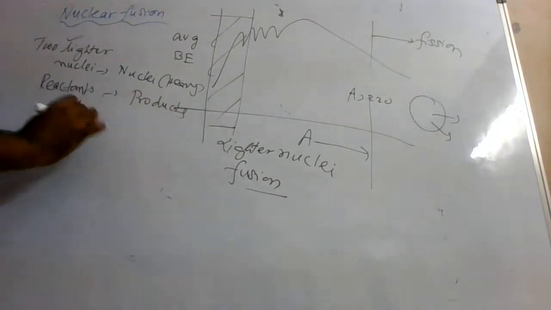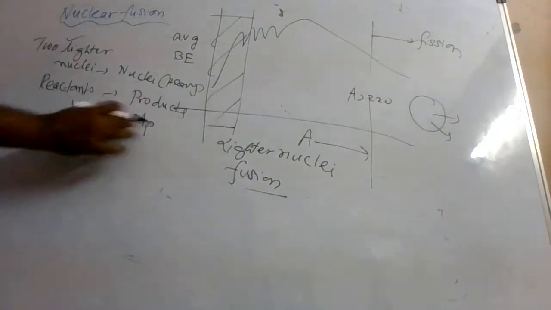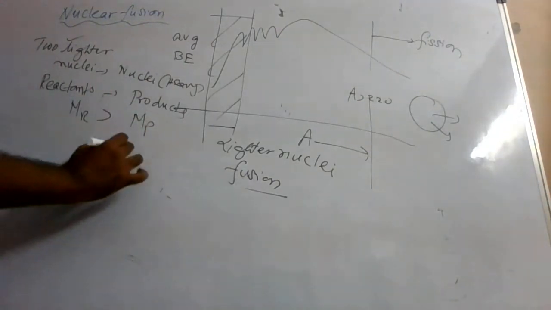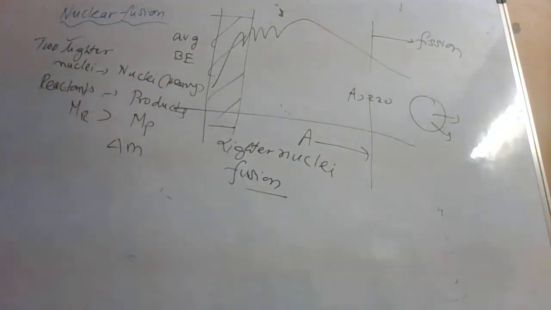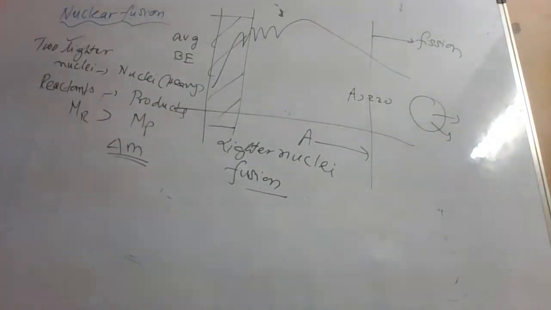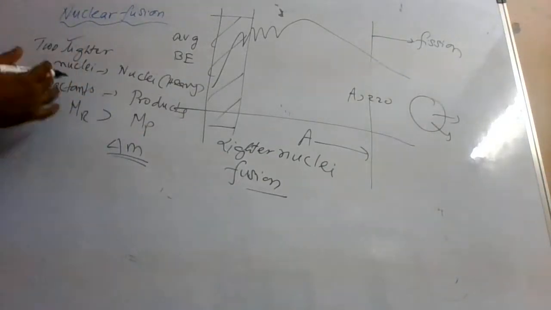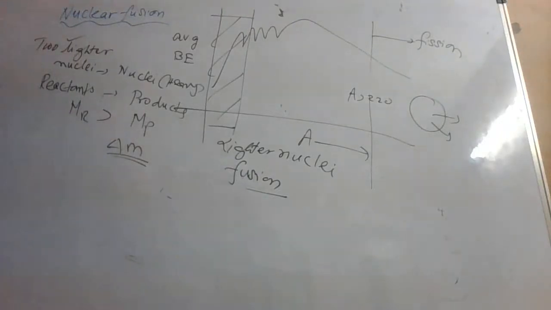Reactant mass, let us say Mr, products mass, let us say Mp. Mr is greater than Mp, that means there is some delta M. So you know the energy mass equivalence, delta M multiplied with c square is the amount of energy that is released in the process. So nuclear fusion gives a tremendous amount of energy, but here two lighter nuclei add together and form a slightly heavier nucleus. Alright, so this is the process involved in nuclear fusion.